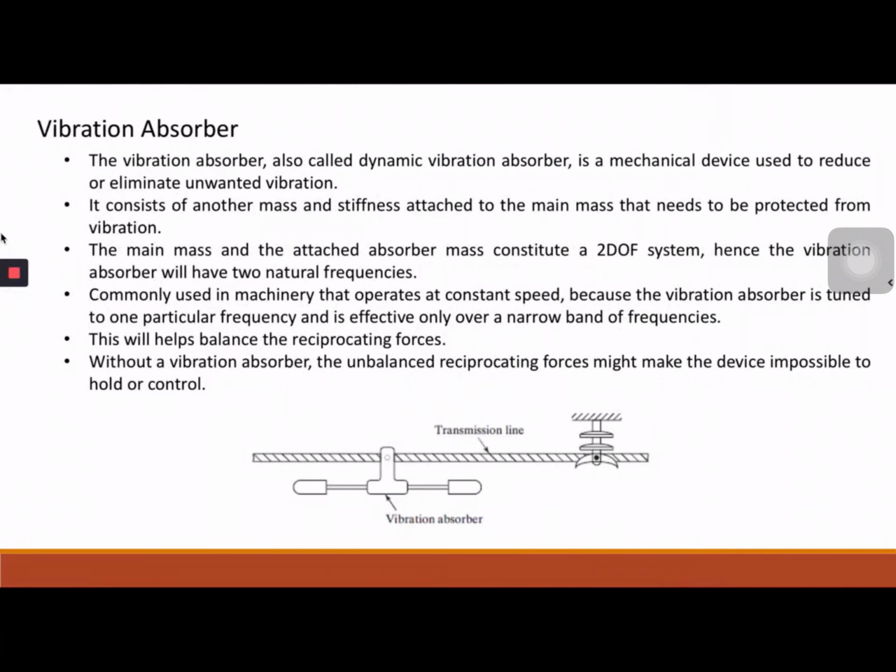And then, the vibration absorber. Basically, the application of a two degree of freedom system is the vibration absorber. A vibration absorber, also called a dynamic vibration absorber, is a mechanical device used to reduce or eliminate unwanted vibration. As the name suggests, it usually consists of another mass and stiffness attached to the main mass that needs to be protected from vibration.